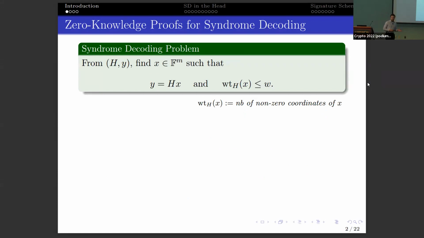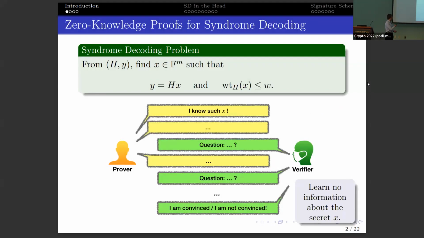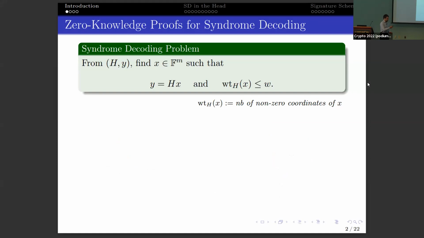This problem consists, given a matrix H and a vector Y, of finding an X such that we have the linear relation Y equals HX, and such that the Hamming weight of X is less than some bound W. This problem is known to be NP-hard, and its cryptanalysis has been stable for many years, especially for the binary field.